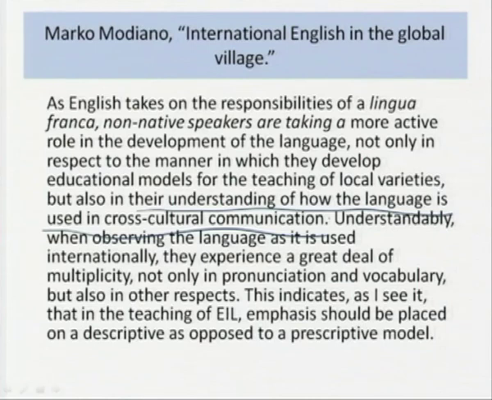Understandably, when observing the language as it is used internationally, they experience a great deal of multiplicity, not only in pronunciation and vocabulary, but also in other respects. This indicates, as I see it, that in the teaching of English as an international language, emphasis should be placed on a descriptive as opposed to a prescriptive model.